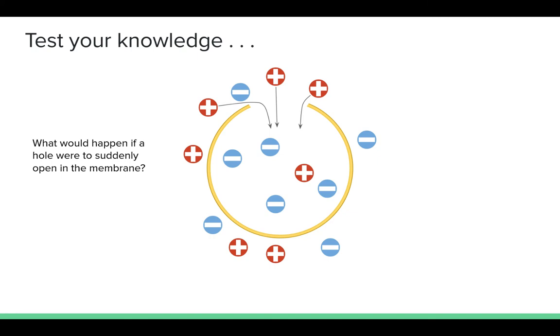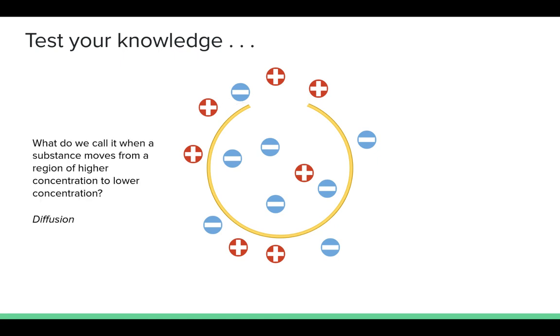Now, one last thing here, just to make sure that we're all using the right terminology. There's a particular word we use when a substance moves from a region of higher concentration to lower concentration. And that word is diffusion. And diffusion can apply to any substance that's moving from an area of high to low concentration.